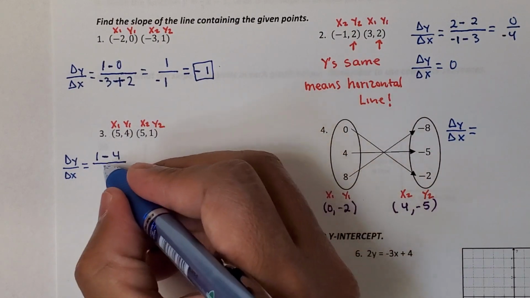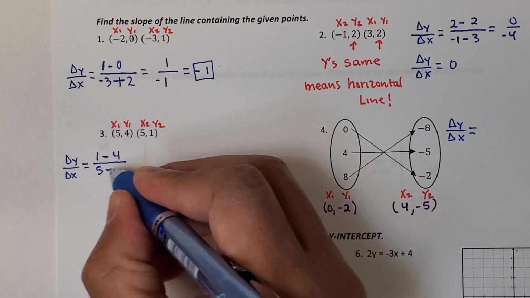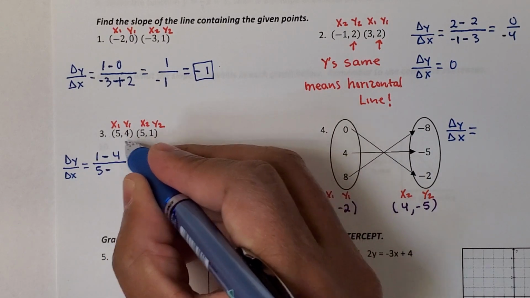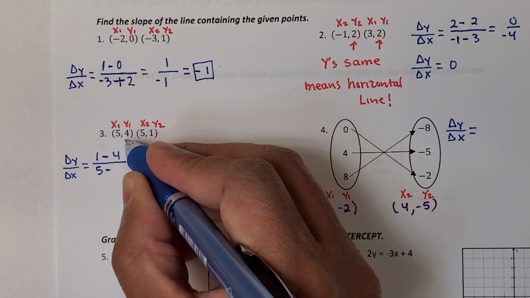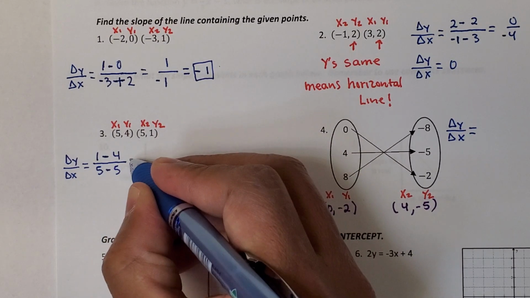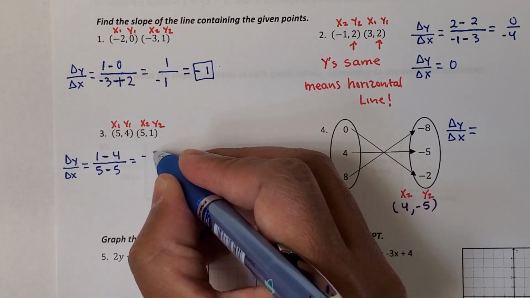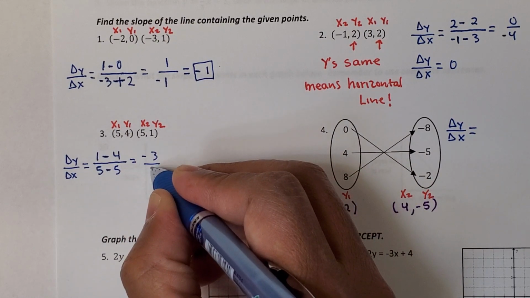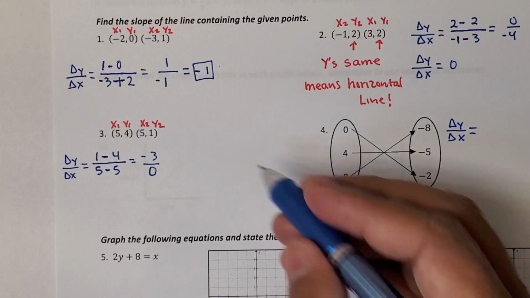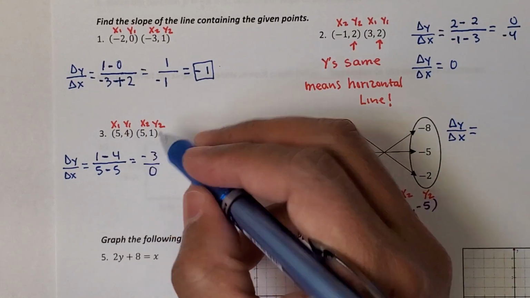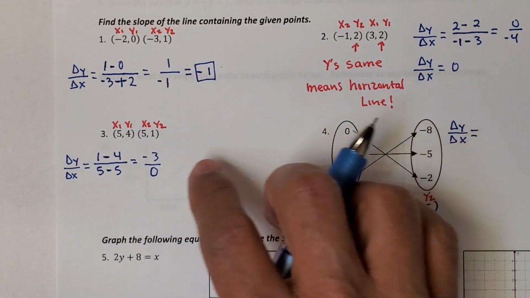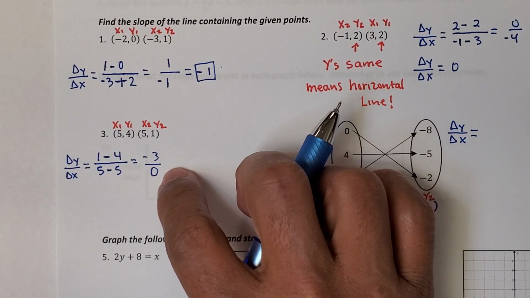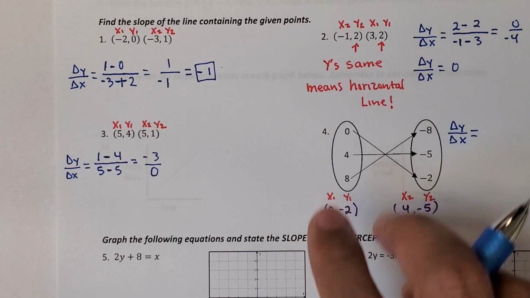And then x2 is 5 minus x2, that's also, x1 is also a 5. So then this becomes 1 minus 4 is negative 3. And 5 minus 5 is 0. Okay, now this is not 0. Notice the difference. This is 0 over negative 4. This is negative 3 over 0. So this is not 0. Don't get confused, these two.